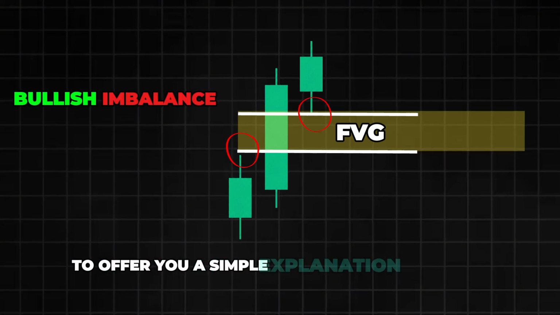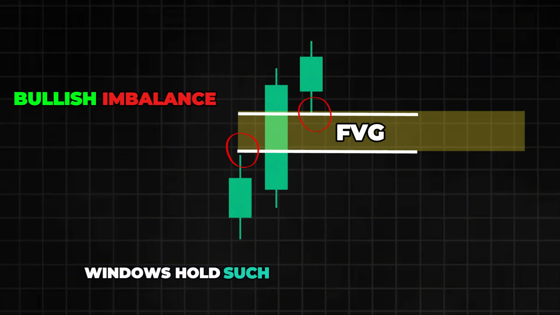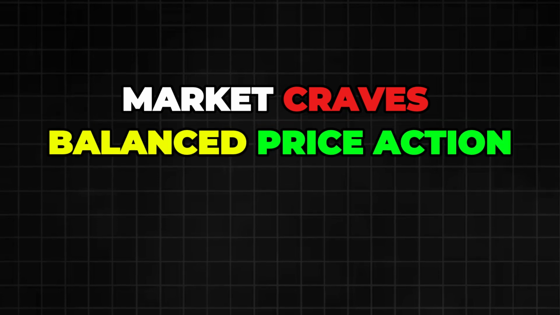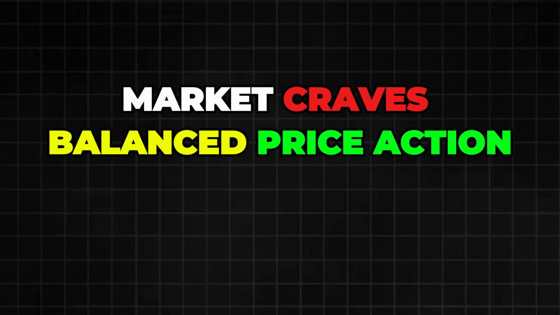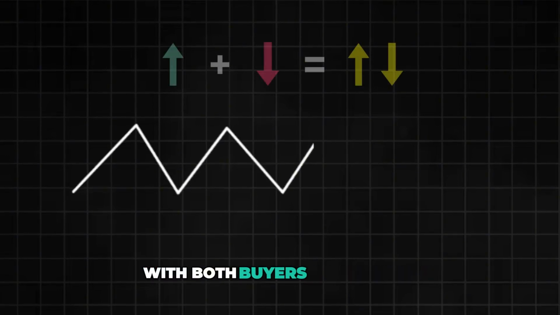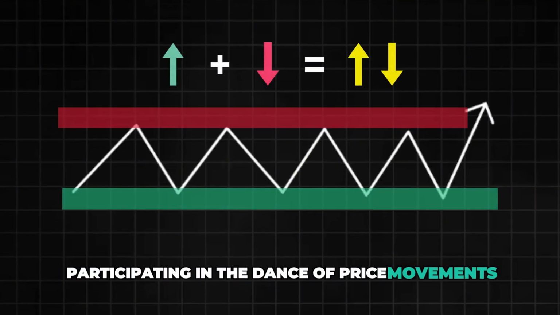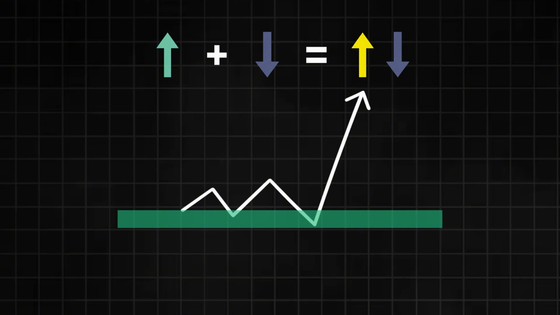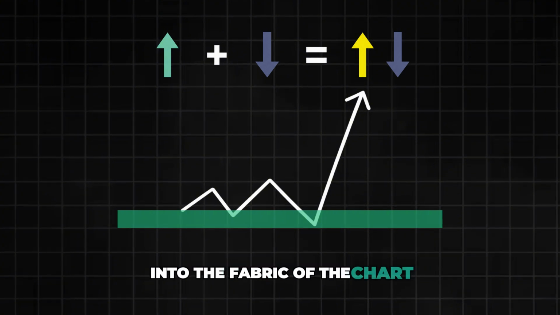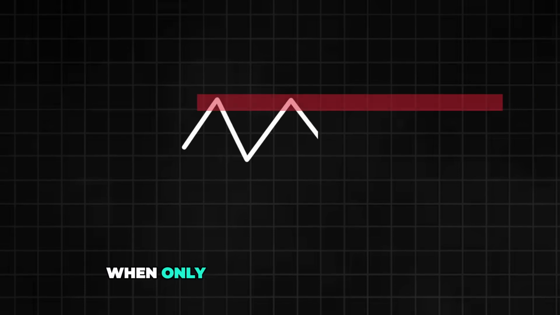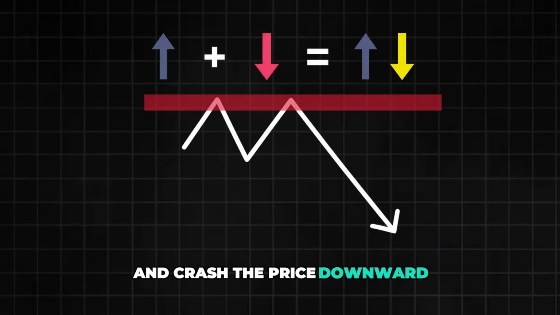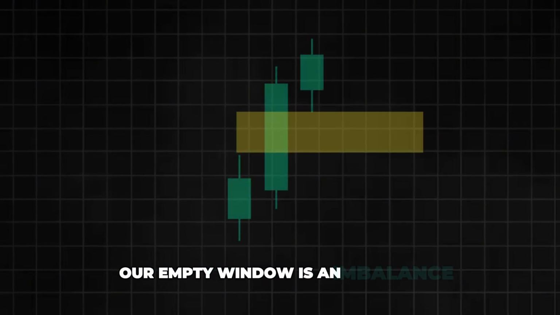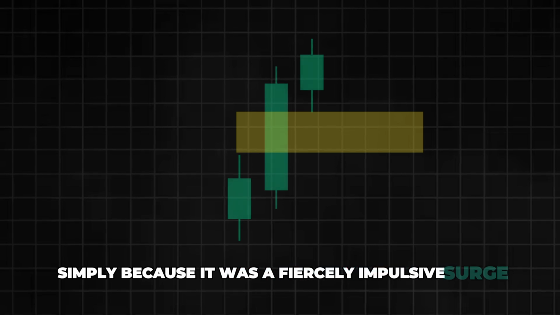To offer you a simple explanation as to why these empty windows hold such profound importance, you must realize that the market inherently craves balanced price action. To achieve this perfect harmony, the market demands a fair fight, with both buyers and sellers participating in the dance of price movements. Therefore, when we witness a violent surge upward where only the buyers take part, it rips a bullish imbalance into the fabric of the chart. The exact same phenomenon occurs when only sellers dominate the field and crash the price downward, tearing open a bearish imbalance.